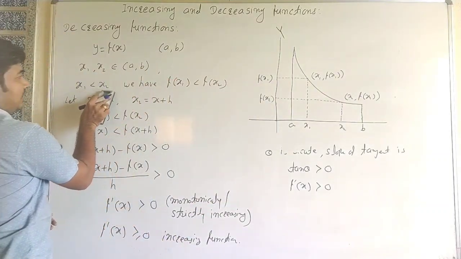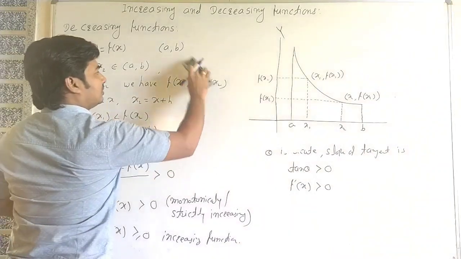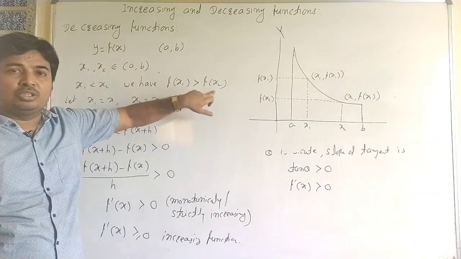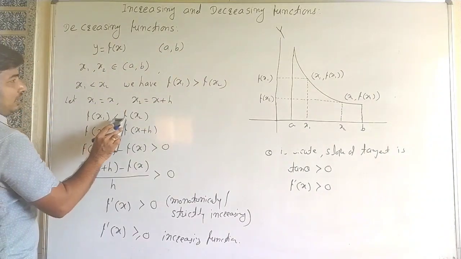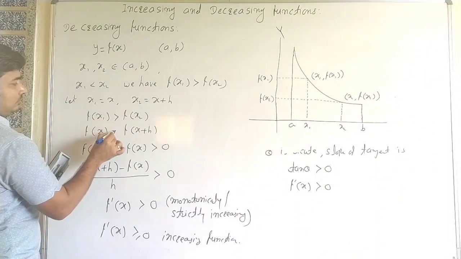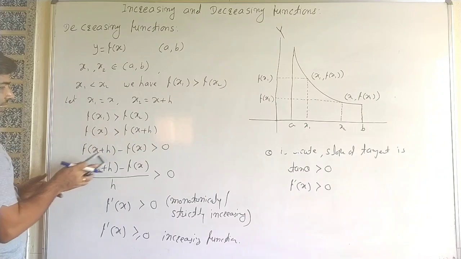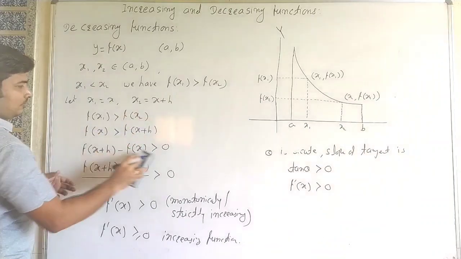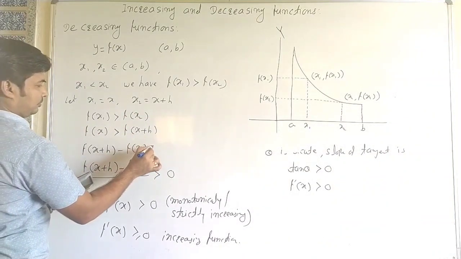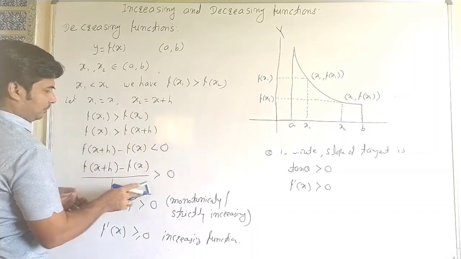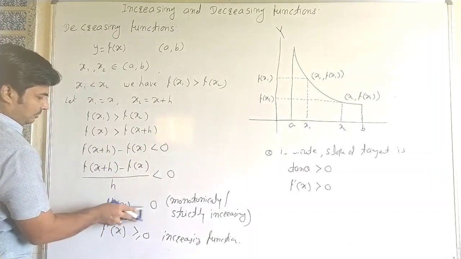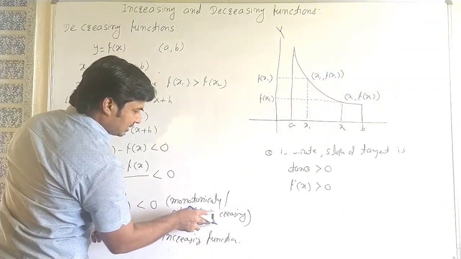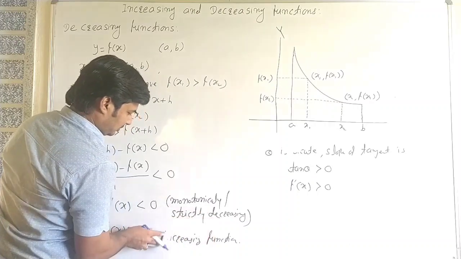Here x1 is greater than and x2 is less than, then we can write here it is greater than, and now it is greater than 0, so it is less than 0. Now it is less than 0. It is monotonically decreasing, and it is only a decreasing function.